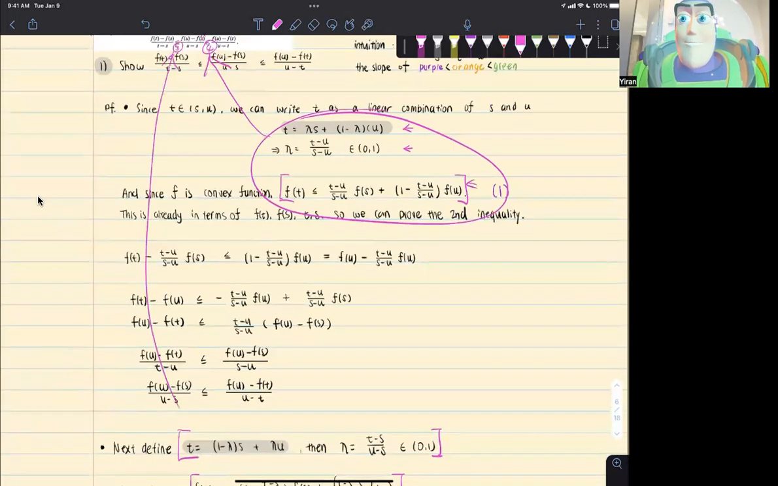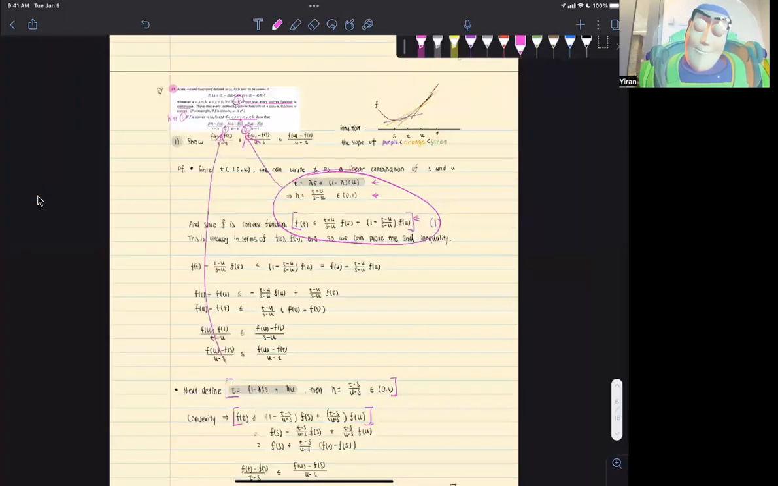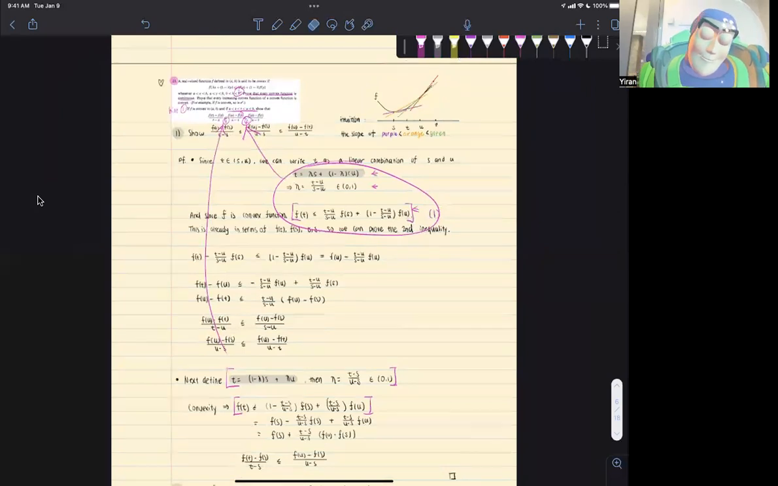And that's it. As I said, I didn't have any clue at the beginning, but once you know the trick about writing T as a linear combination of the side extremes, which are S and U, and then use the definition for convexity, you can get the desired inequality just by some algebra. Okay, and once we show that, I'm going to clear out my notes.